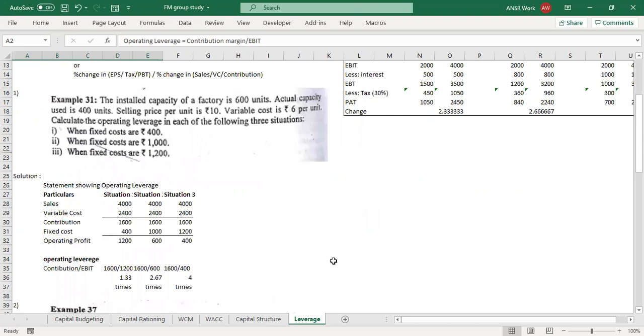Dheeraj, I have a doubt here. Yes, please go ahead. So the installed capacity is 600 units and actual capacity is 400 units. Correct. So then that's actually confusing. Both these data, what do they signify?